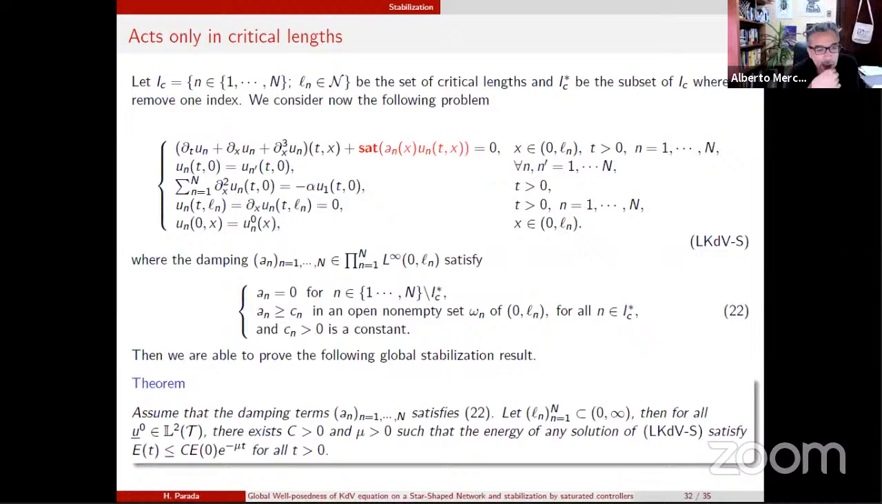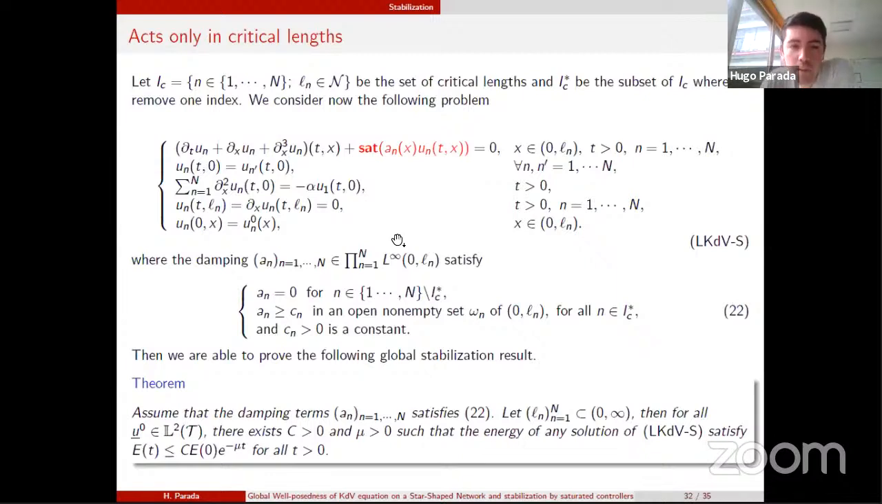Okay. Another question from Enrique, yeah? Yes, just a general question. Can you get any consequence of the stabilizability regarding controllability, approximate controllability? What can you say of this?